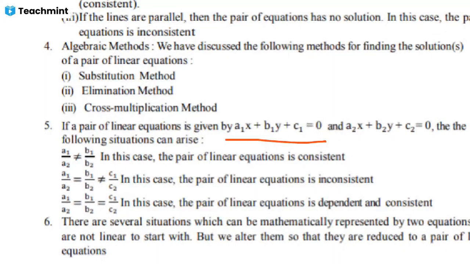a1x plus b1y plus c1 equal to 0. a1 and b1 are coefficients, miss. x and y are variables, miss. c1 is the constant, miss. Yes, very good. So here a1, b1 are coefficients of x and y, and c1 is the constant. And in the same way, in the second equation also we have a2 and b2 as coefficients and c2 is the constant.